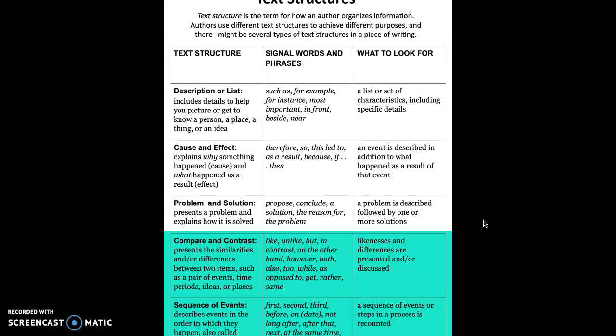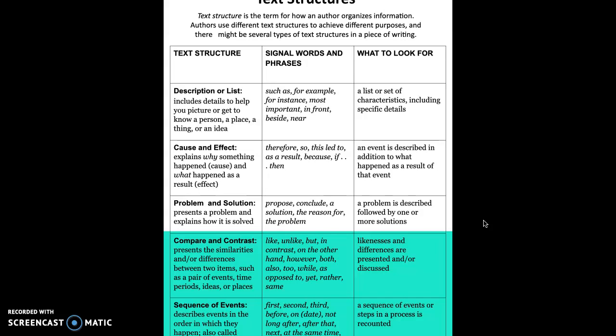Next we have compare and contrast. This presents the similarities and or differences between two items, such as a pair of events, time periods, ideas, or places. Signal words we look for here are phrases like unlike, but, in contrast, on the other hand, however, both, also, too, while, as opposed to, yet, rather, same. What to look for here are likenesses and differences that are presented and or discussed.